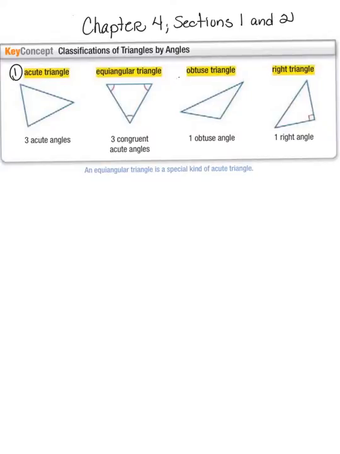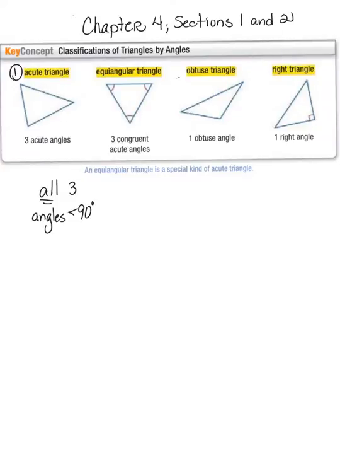Now, in an acute triangle, all three angles are acute, or less than 90 degrees. All three of them. Okay, and we know the total has to be 180, but each angle by itself in an acute triangle has to be less than 90 degrees.